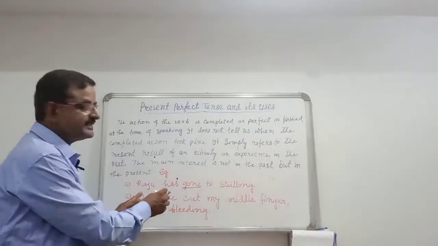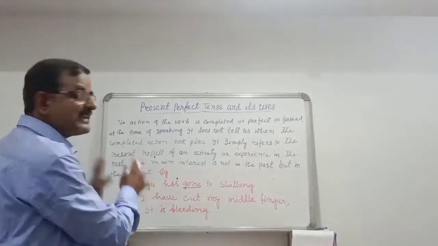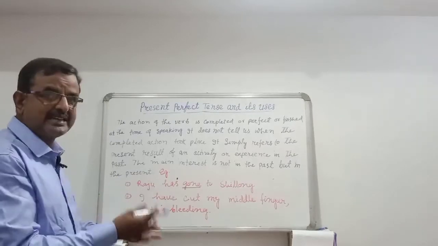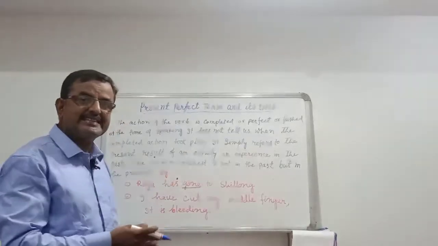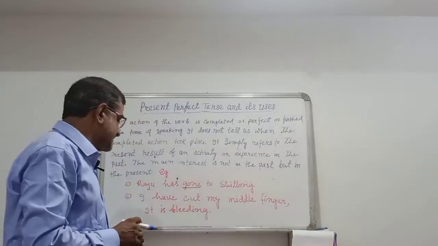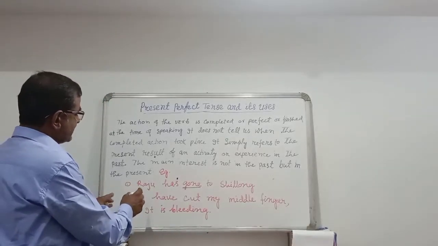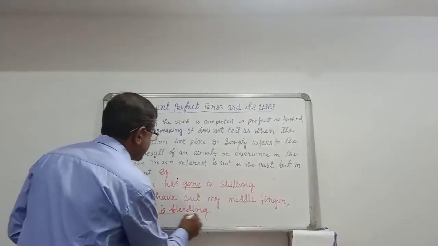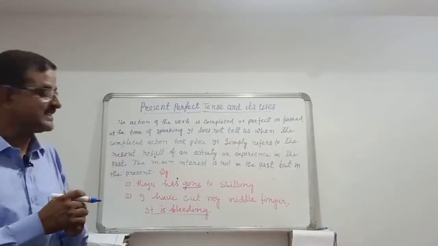So the action has already been completed in some past time, but it does not tell us when the action was completed. But our interest is in the present now. So the main interest is not in the past but in the present. So another example, I have cut my middle finger. The result is it is bleeding. So we know it from the definition of present perfect tense.